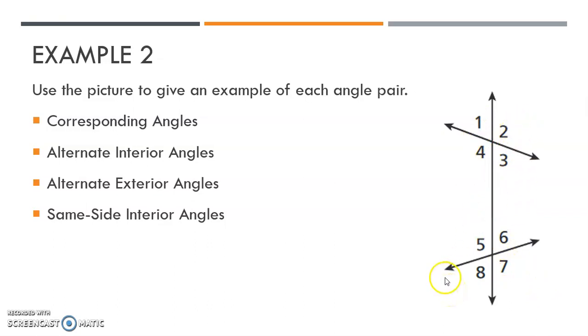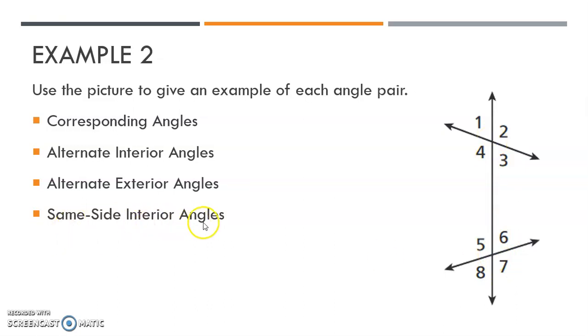Now, one thing that you might not have noticed is that I'm always picking one angle from the bottom group of numbers and one angle from the top group of numbers, and I'm pairing them up. So you're always going to have one thing from this section and one thing from this intersection.